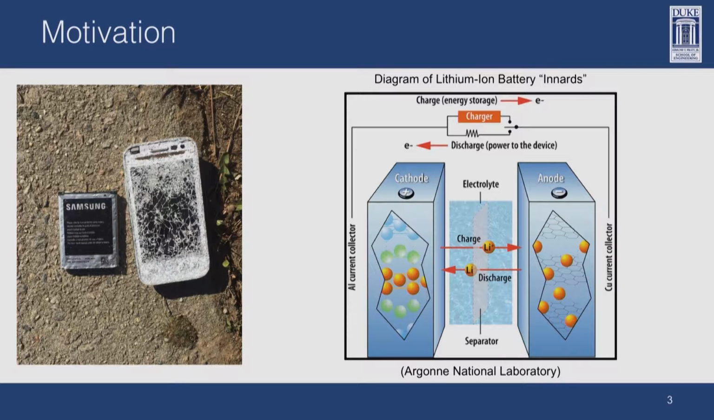Just a quick diagram of how these batteries look inside. There are two sides, the anode and the cathode. As the battery charges and discharges, lithium ions are traded between the two sides, and electrons are transferred back through the current collectors to the application or the power source. And in my research, I'll be looking a little bit more into the microstructure within the cathode.